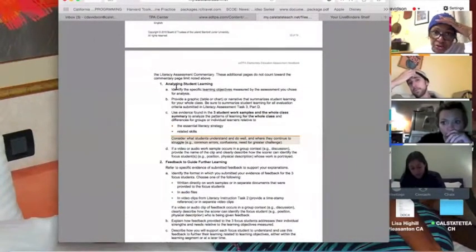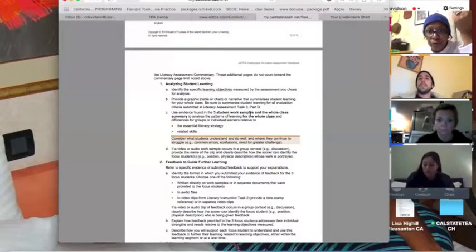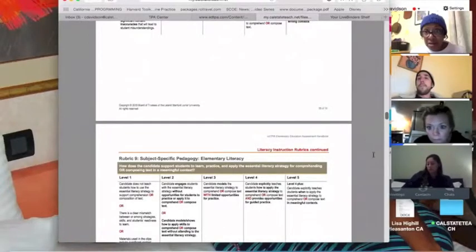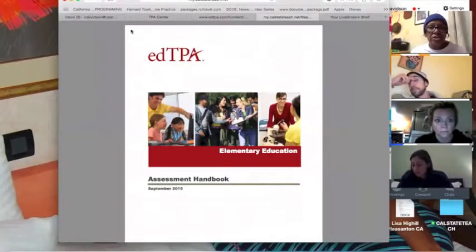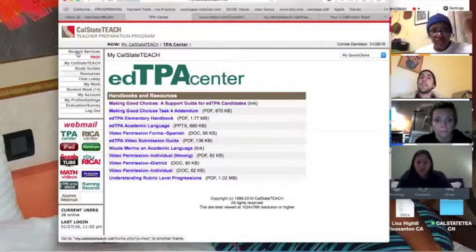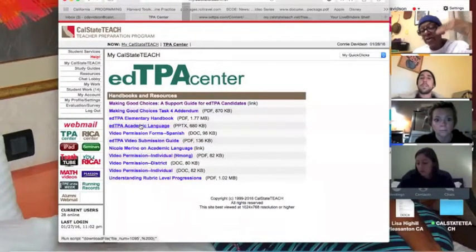So analyzing student work: identify the specific learning objective measured by the assessment you choose for analysis. Provide a graphic table of, so you need to read this. You need to read this whole book. This is the one that I read because you just need it. This is the elementary one. So when you go to the study guide on our website, you want this one especially.